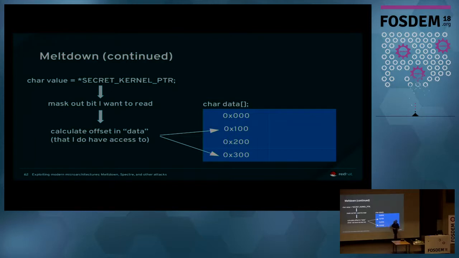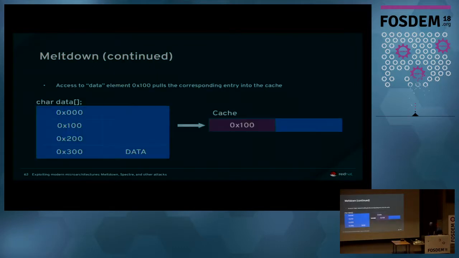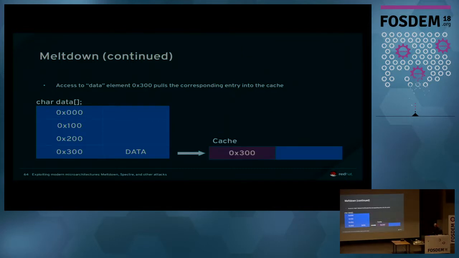Remember I said before, I can also determine whether something is in my cache based upon the access time for it. So I've got all the pieces I need. I figure out the data I want. I mask out a little piece I want to read. I then access some other piece of data I have control over. And the offset I access is based upon the value I just read. And then what I'm going to do, back outside of my speculation, is I'm going to measure which of those two locations I loaded. If I load one location, for example, 100, that means one thing. If my code loaded from the other location, that means something different.